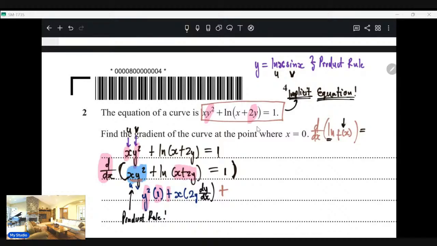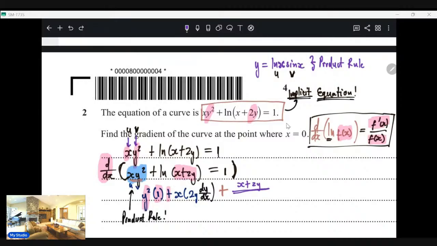Look inside its bracket. Differentiate the inside and divide it by itself. This is a shortcut which you should know. When you are differentiating anything to do with ln, you ignore the ln and look inside. Then you differentiate that part and divide it by itself. So we want to differentiate ln of x plus 2y. You bring it back, x plus 2y, and then divide by the derivative of itself.